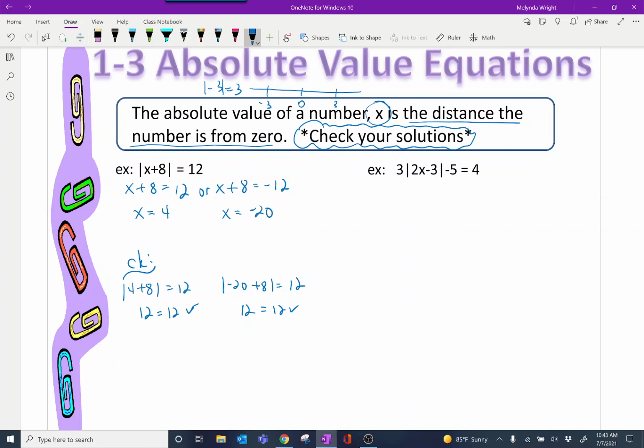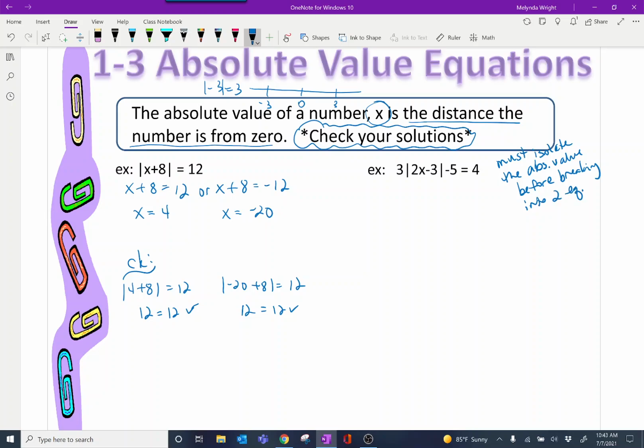So let's take a look at our next example. In this example, there's a lot of stuff going on around the absolute value. What we need to recognize is that we must isolate the absolute value before breaking this into two equations. So we have to do that first.